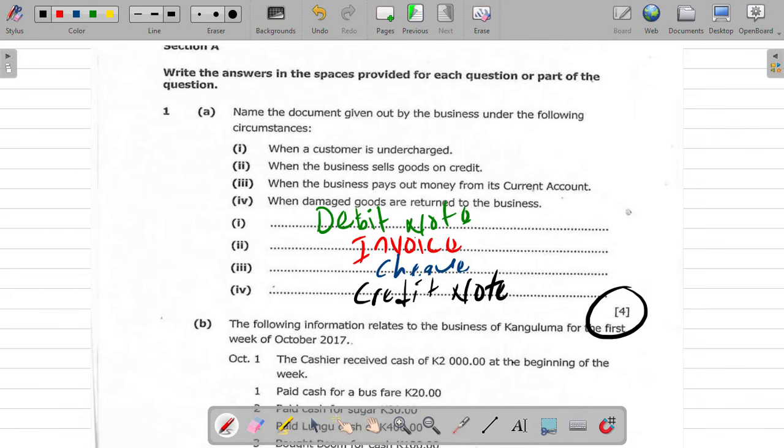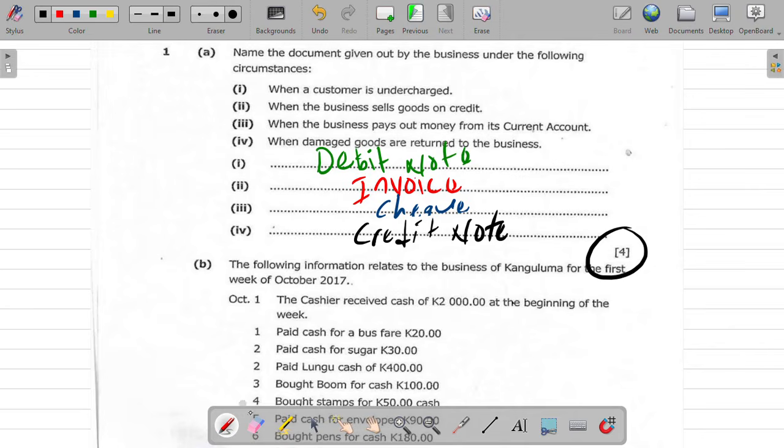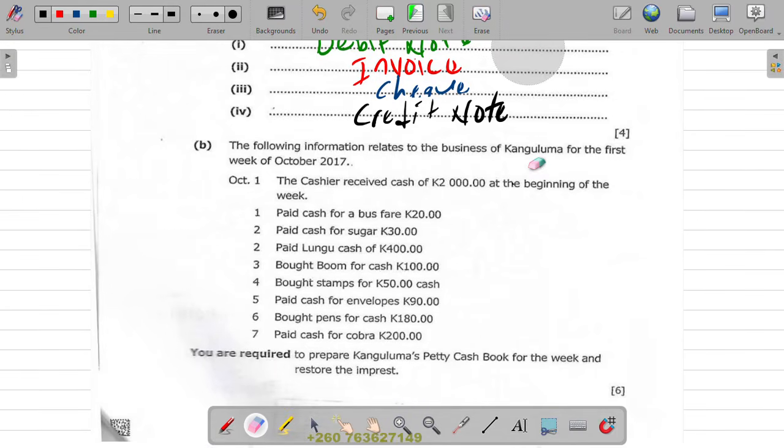There's no need to lose these marks, guys. You must hammer them all. So these are the documents: debit note, invoice, cheque, and credit note. Let's continue with question B.